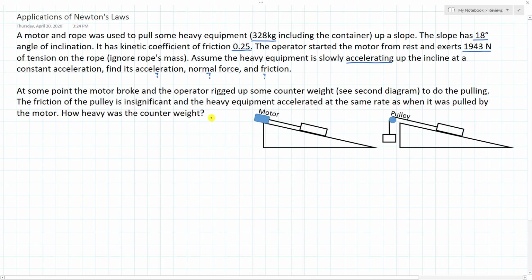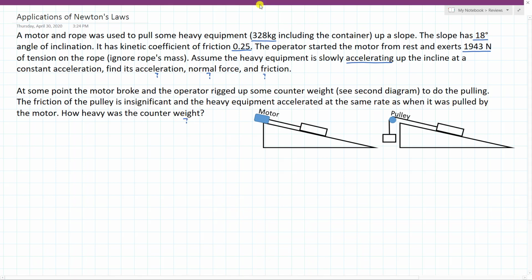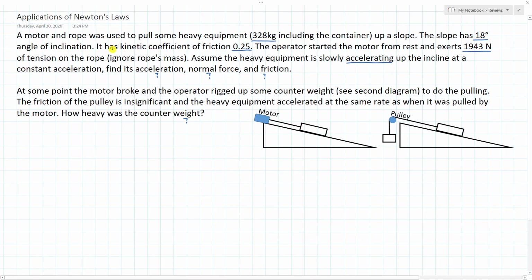Essentially, the friction is mostly just between the heavy equipment and the inclined plane that has a coefficient already given. So now we have this: how heavy will the counterweight be? So counterweight right here. So let me switch over to black. Okay. So first, let's do part one. We'll draw a free body diagram.